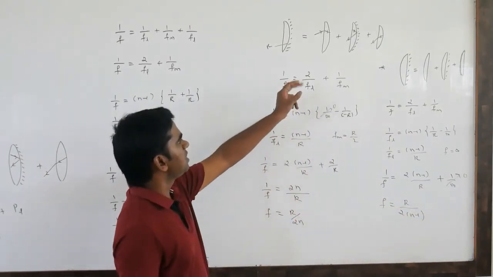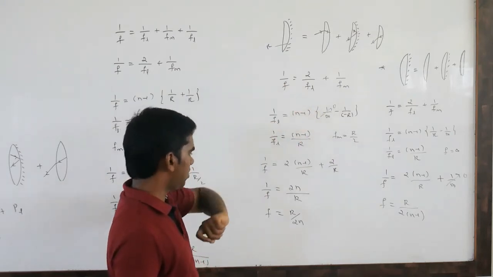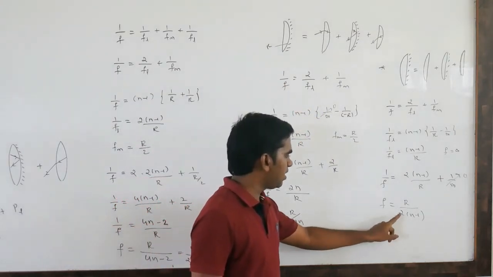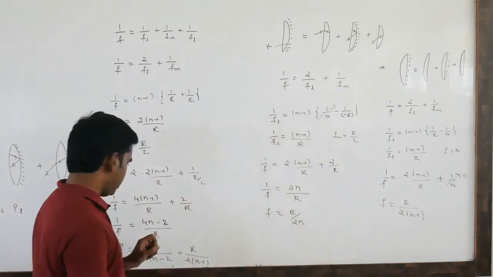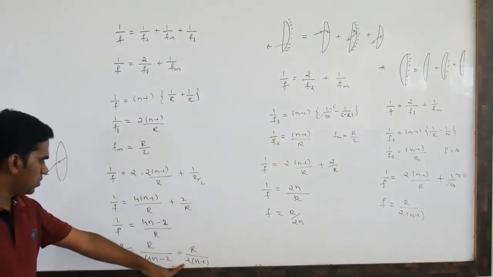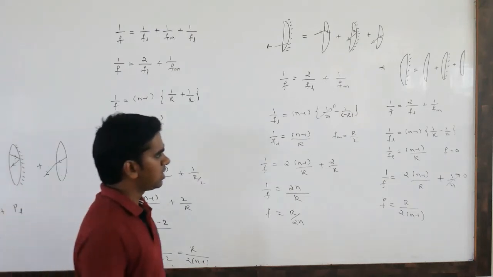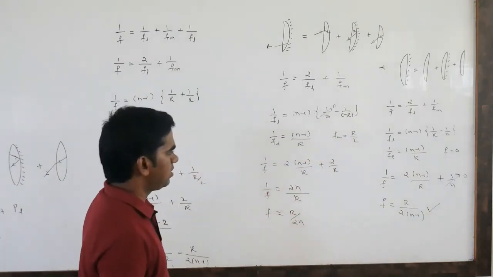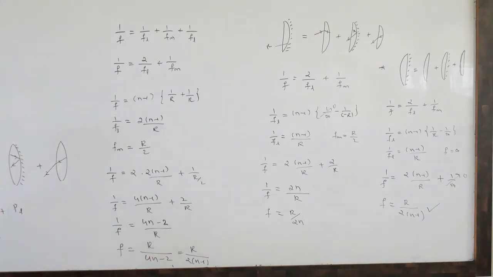So these two situations look the same, but there is a lot of difference. This will become r by 2n, this will become r by (2n minus 1), similarly like this, r divided by (2n minus 1). Okay. So this is one more very important thing in finding the equivalent focal length.